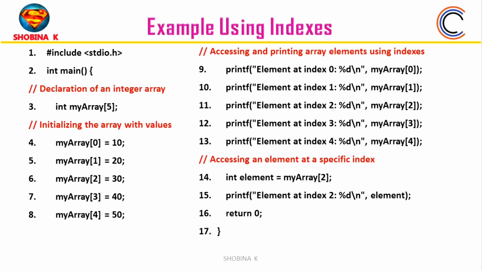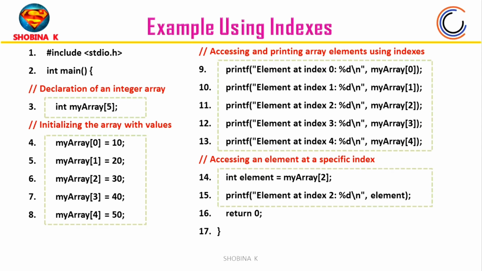Now let's see an example. This program demonstrates the declaration, initialization, and access of elements in an integer array named myArray. So when you run this program, you will see the output displaying elements at different indexes, including the specific element at index 2. Let's go through the code line by line. #include <stdio.h>. This line includes the standard input-output library stdio.h in your program. It is necessary for using functions like printf and scanf. int main. This is the beginning of the main function, which is the entry point of every C program.